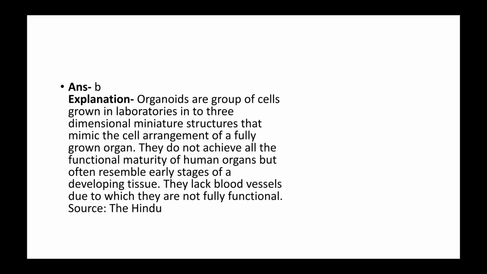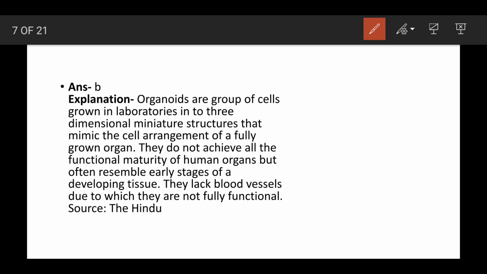The option is B. And the explanation of this question is: organoids are groups of cells grown in laboratories into 3-dimensional miniature structures that mimic the cell arrangement of fully grown organs. They do not achieve all the functional maturity of human organs but often resemble early stages of developing tissues. They lack blood vessels, due to which they are not fully functional.